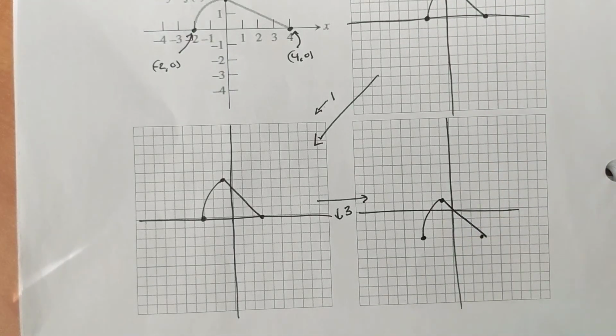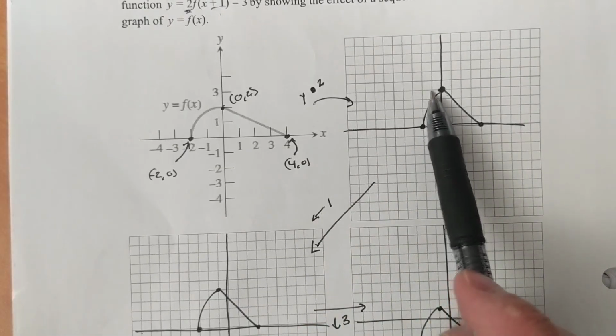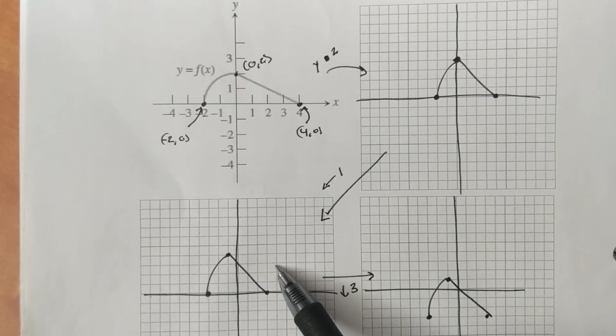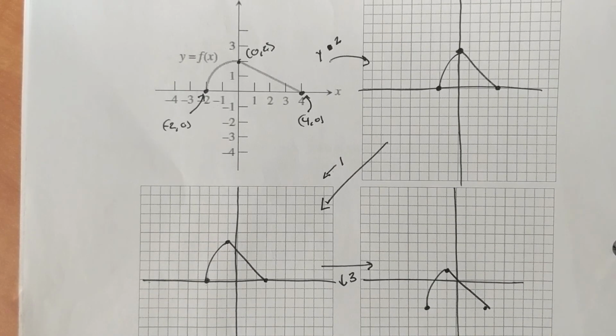So that is what my graph ends up looking like after I've done those 3 transformations. Stretch by a factor of 2. Everything goes left 1 unit. Everything goes down 3 units. That is the end of this section.